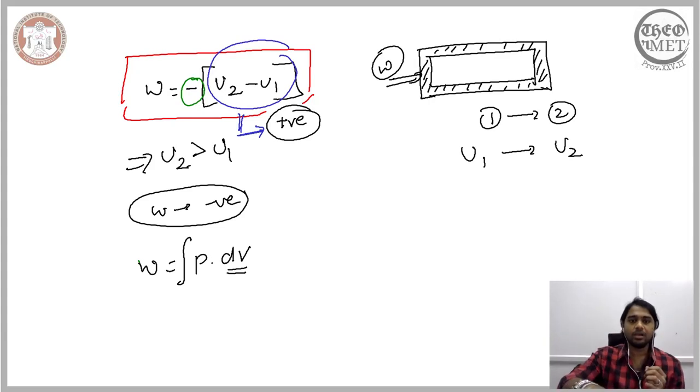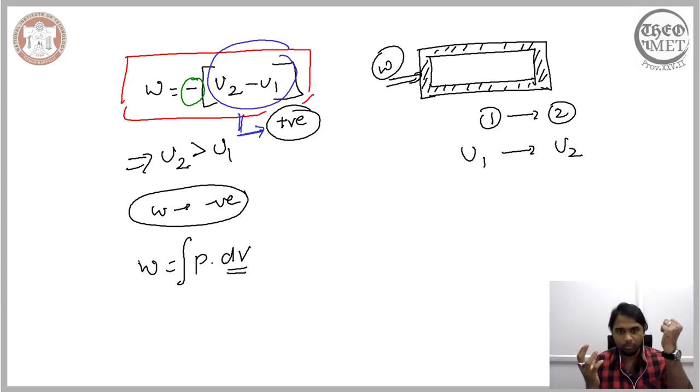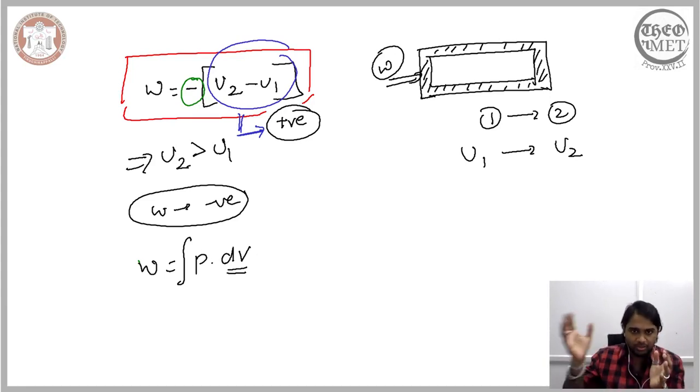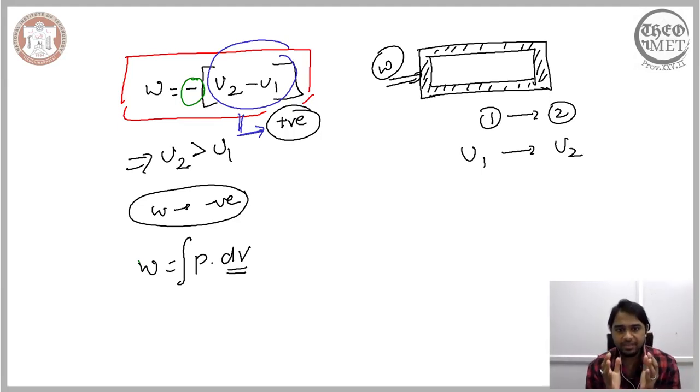Let me repeat. In the previous simple example, we equated dV to V2 minus V1, that is, the volume at the final state minus the volume at the initial state, because we assumed that the volume of the system changed directly from one state to another. Because of that assumption, the dV term in the description of the work was translated to be the difference between V2 and V1. Supposing, instead of a direct change from volume 1 to volume 2, there are several intermediate steps involved, let us consider an example here.